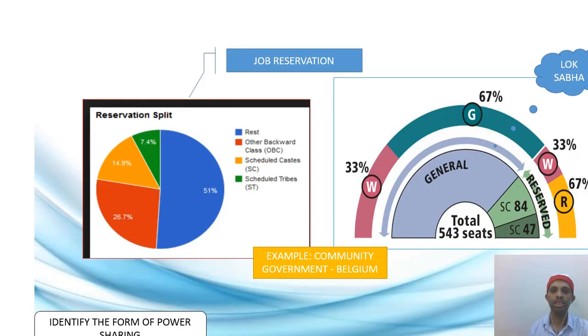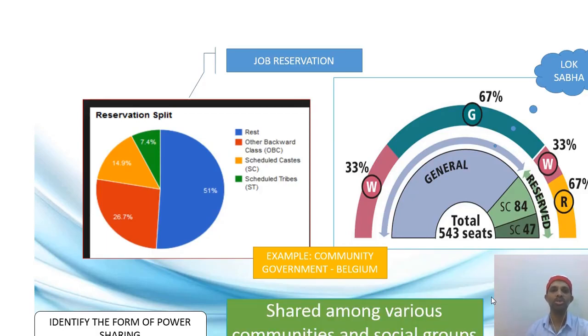And also, we studied that in Belgium there is a community government. So wherever Dutch or French or German communities are living, they can take their own policy regarding culture and language. So we have three examples: job reservation, reservation in the parliament of our country, and the Belgium example. So this is the third form of power sharing, where the power is shared between various communities and social groups. This example tells you how power is shared between various social groups and communities. So there is power lying amongst various communities and social groups in most of the democracies of the world.